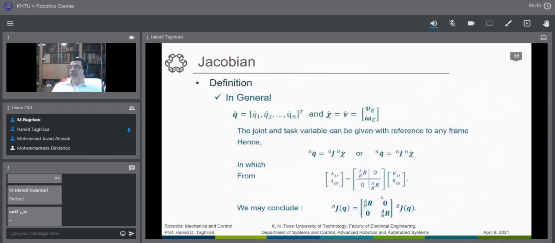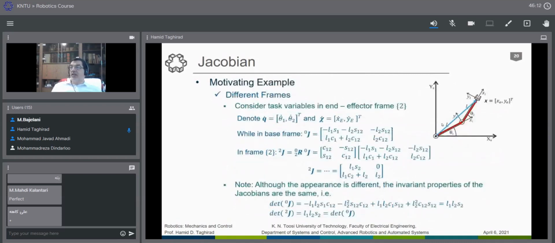Let's try to find this Jacobian now in frame 2, the last frame, and see what is the difference and what are the invariant properties of the Jacobian. What will be changing and what will not be changing in the representation. So we have the same thing, Q dot as theta 1 and theta 2, X dot also the same thing, but we have the Jacobian in frame 0.